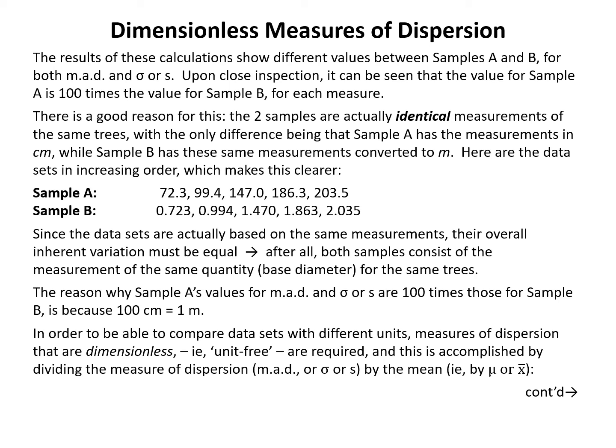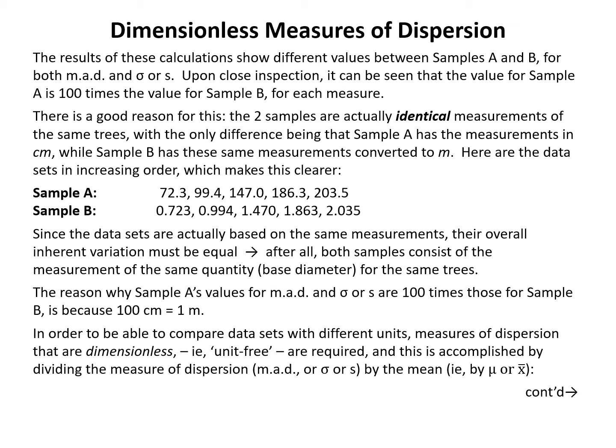The results of these calculations show different values between samples A and B for both MAD and sigma or S. Upon close inspection, it can be seen that the value for sample A is always 100 times the value for sample B for each measure. Now there's a very good reason for this, and that is because these two samples are actually the same sample. They're identical measurements of the same trees, with the only difference being that sample A has these measurements in centimeters, while sample B has the same measurements converted to meters.